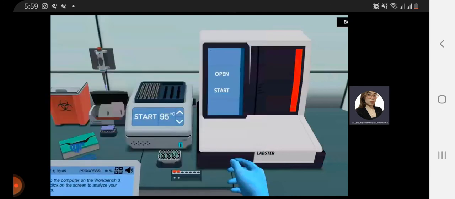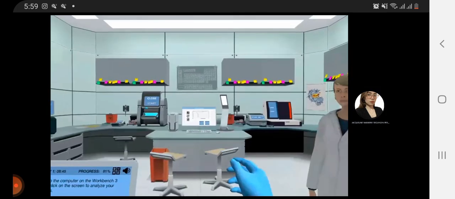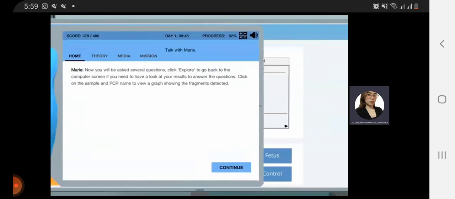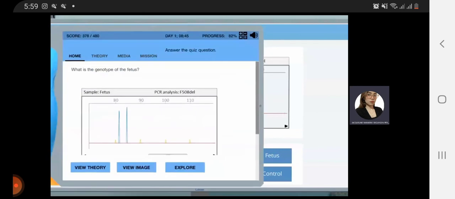Go to the computer on the workbench 3 and click on screen to analyze your results. Now you will be asked several questions. Click Explore to go back to the computer screen if you need to have a look at your results to answer the questions. Click on the sample and PCR name to view a graph showing the fragments detected. What is the genotype of the fetus?